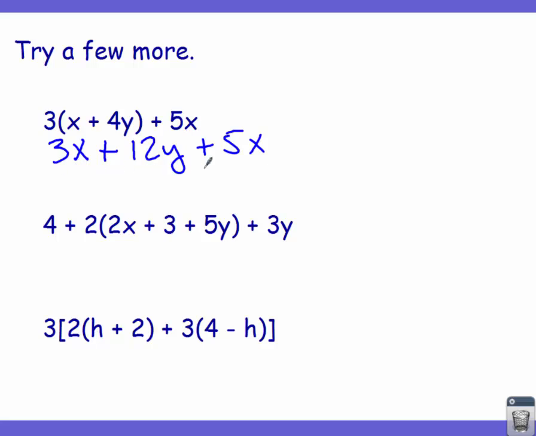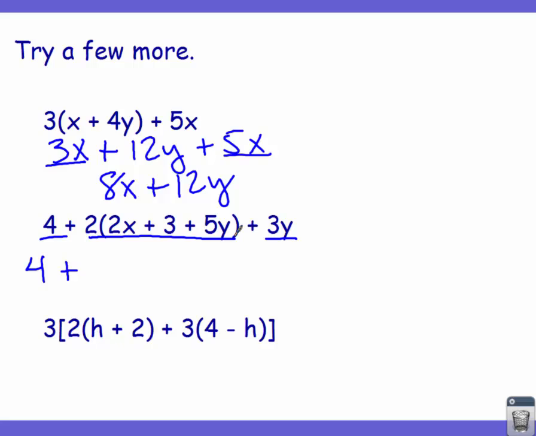So now once I have the parentheses simplified, and I got rid of the parentheses, I now can combine like terms. And you'll notice I've got a 3x and a 5x, which actually goes together to make 8x plus 12y. And that would be that particular expression simplified. Okay, now in the second one, I've got a couple things hanging out. I have a 4 and a 3y hanging out. So what I do is I just write the 4 down, and then I simplify this parenthesis expression right here.